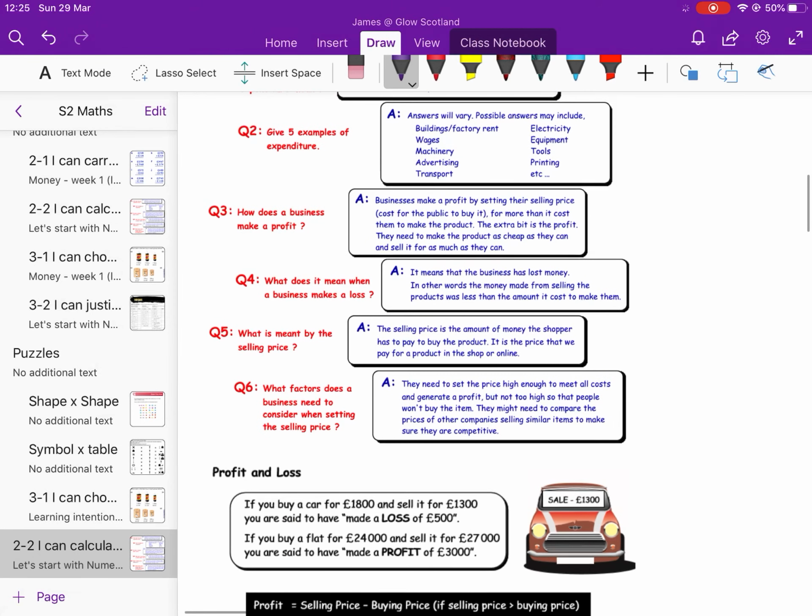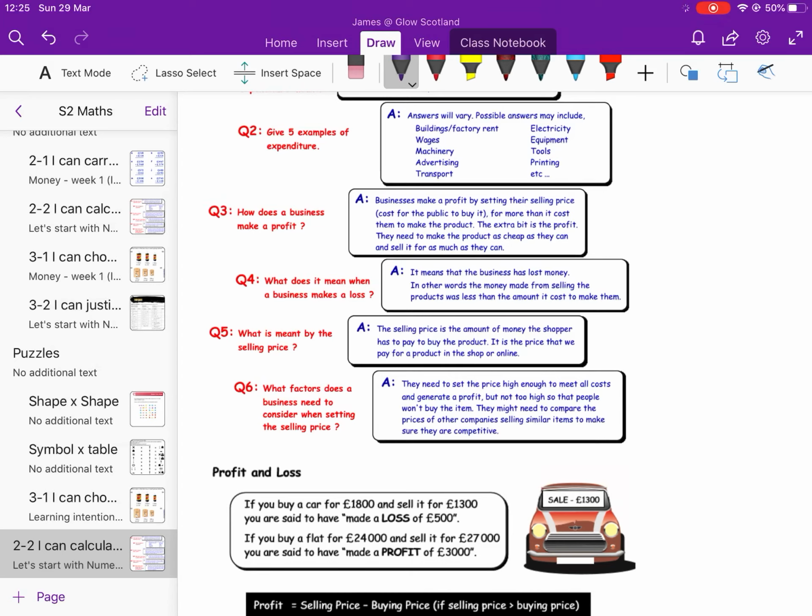Question 4. What does it mean when a business makes a loss? So answer for this is that essentially the business has lost money. In other words, if you think about it in the way we explained the other one, if the cost that they sold the product at is less than the money it cost them to make it, then they're going to make a loss.